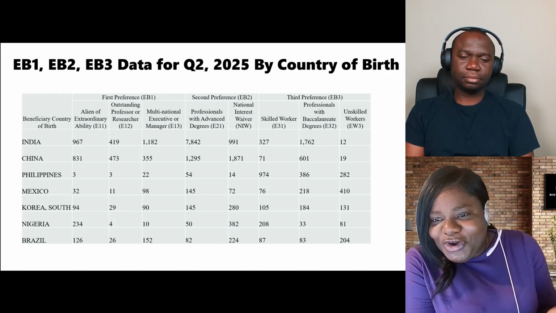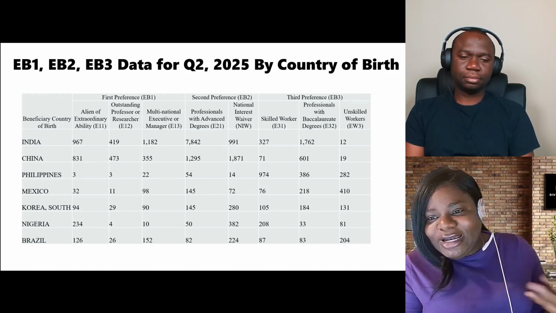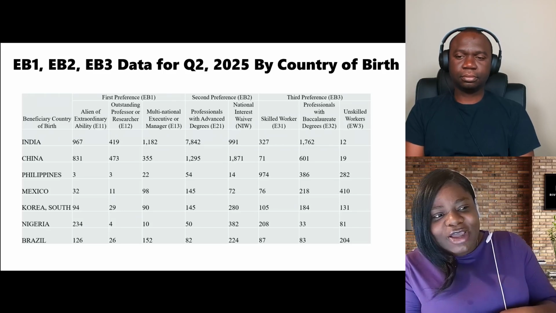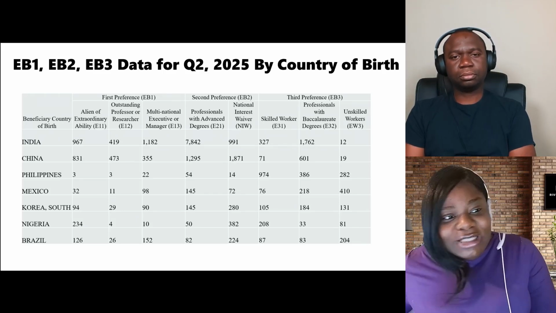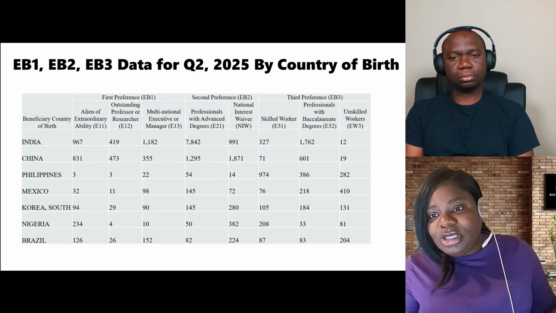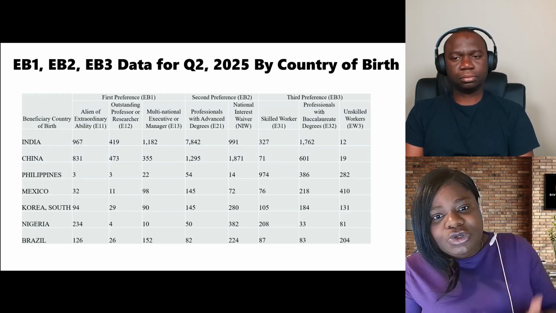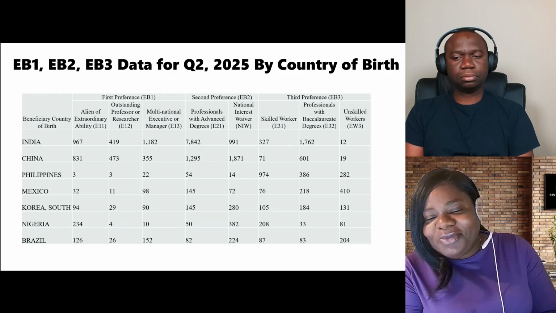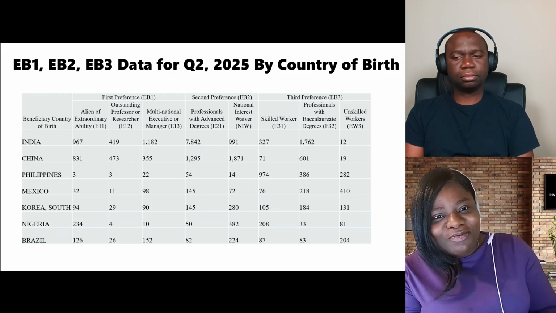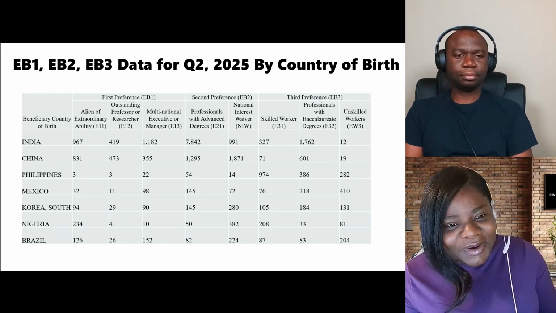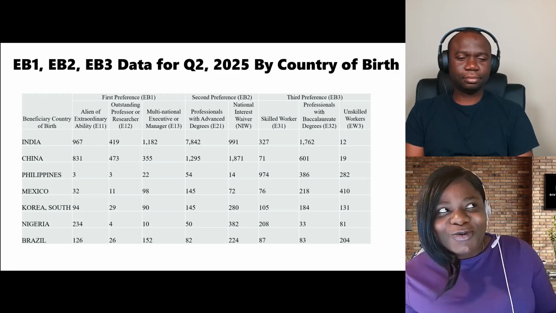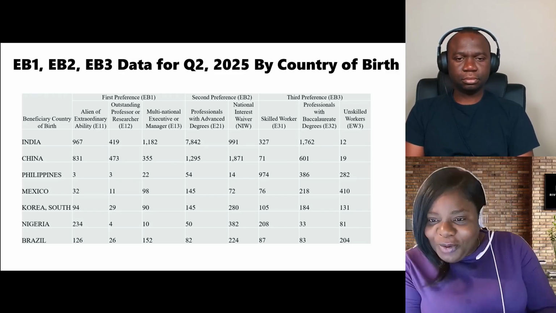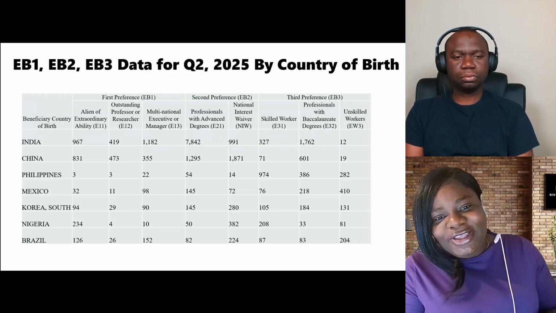So you can check your country on this chart. You can send it to your friends that are from any of these countries, Chinese, Filipinos or whatever, and they can see that this route, EB1, EB2, EB3, is still, I would say, the most verified and, I won't say easy, but easy to access way to get your permanent residency here in the United States.